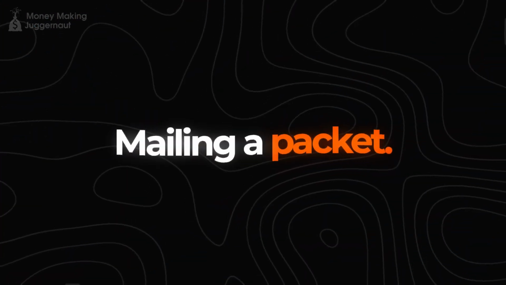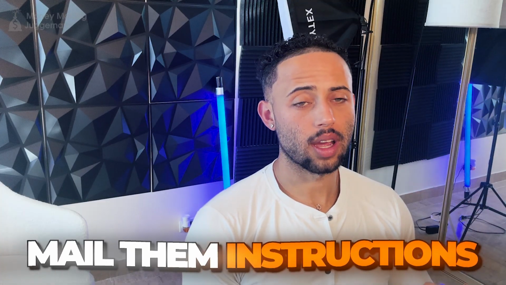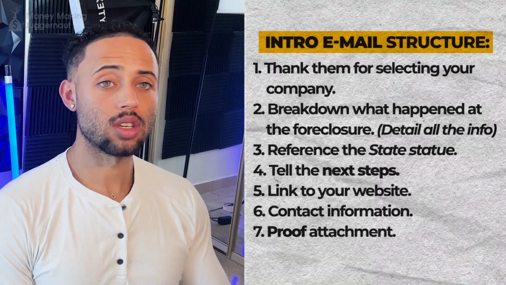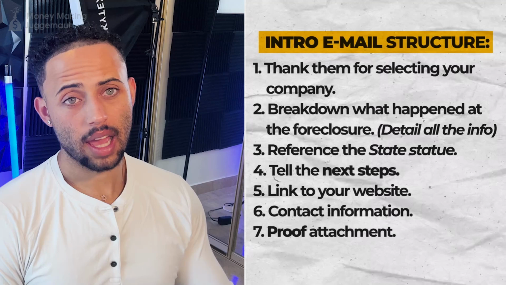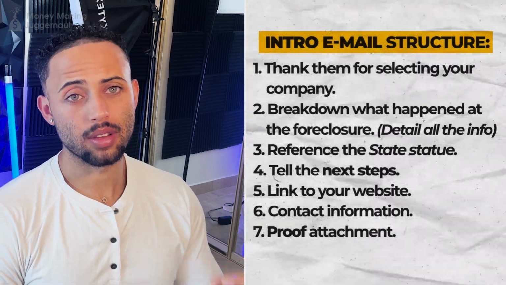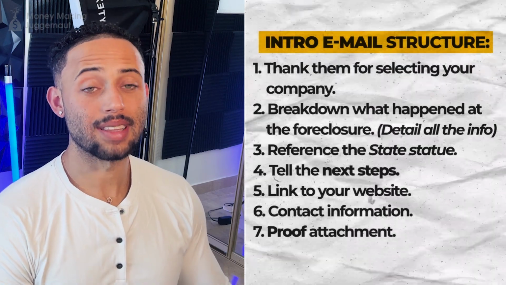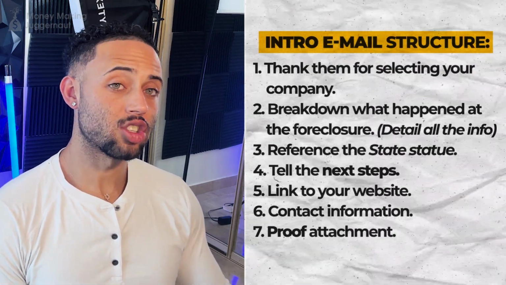The second one, guys, is going to be mailing a packet, and this is actually highly effective. Now, the way that you want to do this is you want to first mail them instructions. Okay, this can also be from the intro email template. Thank you for choosing your company name. Here are the details in regards to the foreclosure. You're going to break down the address, the date of the sale, the opening bid, the final sell amount, the potential surplus. You're going to reference the state statute that you operate in that allows the previous owner and heirs to file the claim. And then you're going to have instructions.